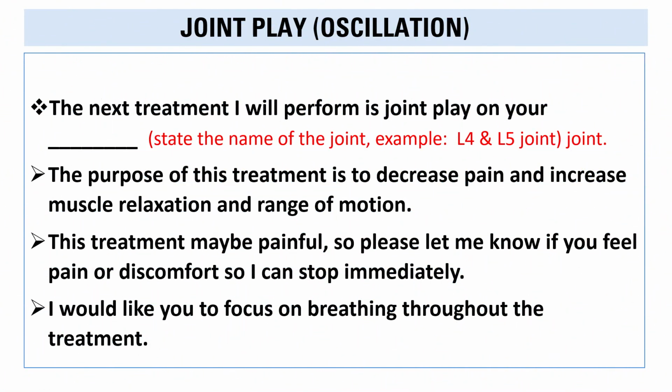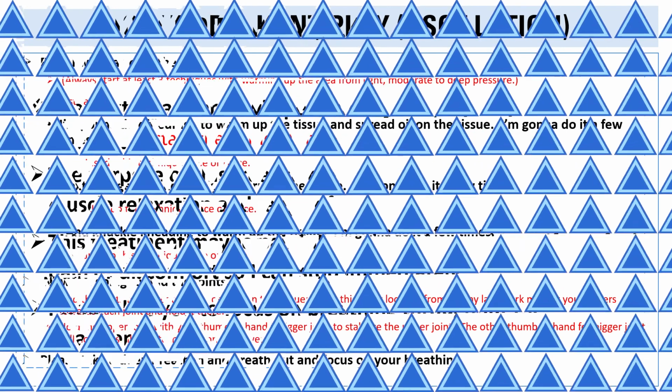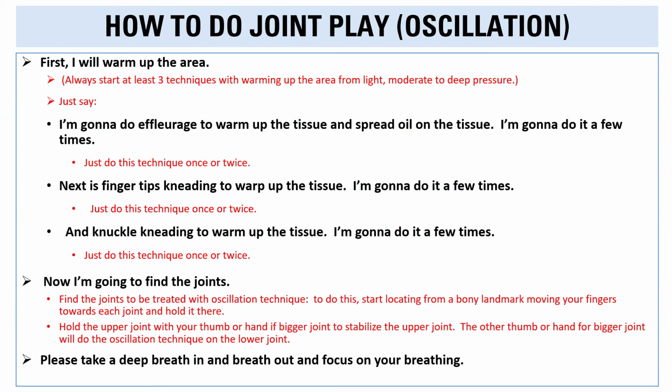Guys, this is the script for the joint play oscillation. The next treatment I will perform is joint play on your blank. State the name of the joint. Example, L4-L5 joint. The purpose of this treatment is to decrease pain and increase muscle relaxation and range of motion. This treatment may be painful, so please let me know if you feel pain or discomfort so I can stop immediately. I would like you to focus on breathing throughout.